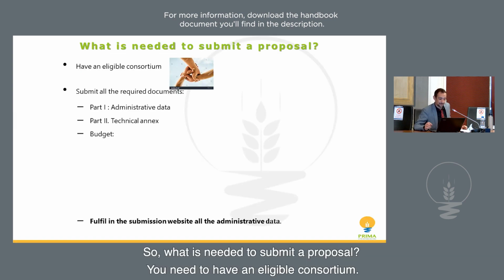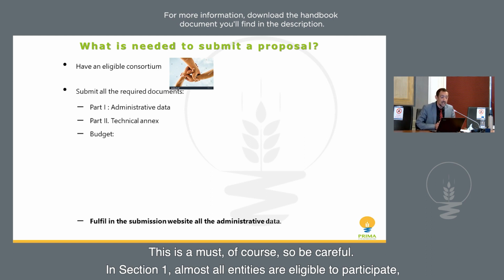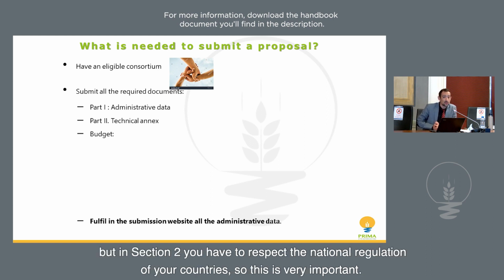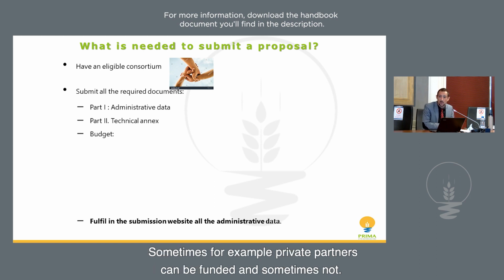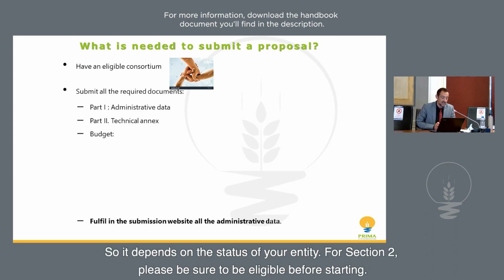Next one. So what is needed to submit a full proposal? You need to have an eligible consortium. This is a must, of course, so be careful. In section 1, almost all the entities are eligible to participate, but in section 2, you have to respect the national regulation of your countries. So this is very important. Sometimes, for example, private partners can be funded, sometimes not. So it depends on the status of your entity. So for section 2, please be sure to be eligible before starting.